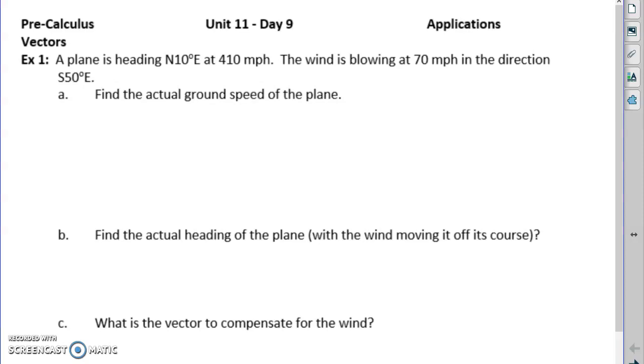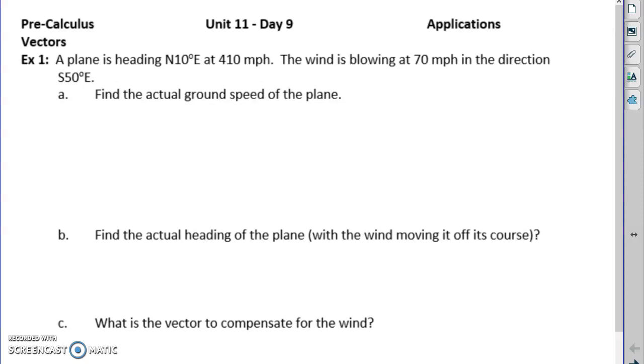Okay, day 9, last day of vectors, some heavy-duty applications, things we've done before, but we should have a pretty good plan of attack. Finding the resultants are oftentimes what we're doing, which means we've got to create two vectors, both in component form, then take their sums, finding their magnitude, and then direction.